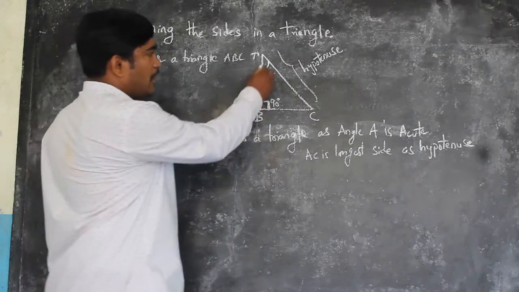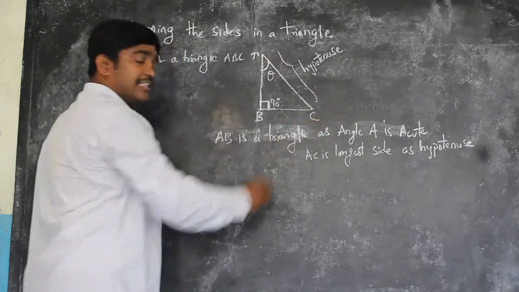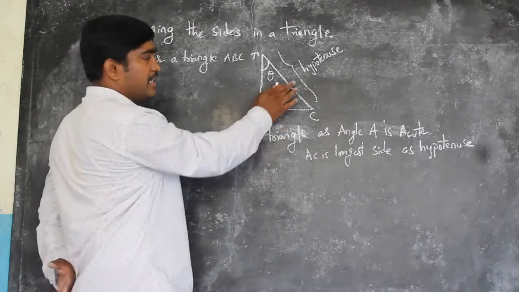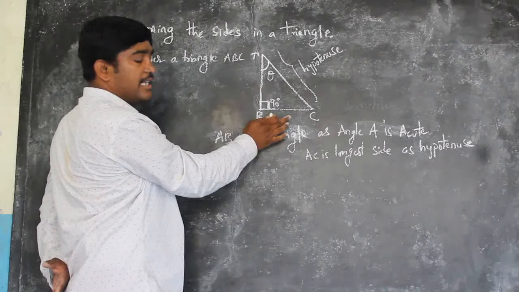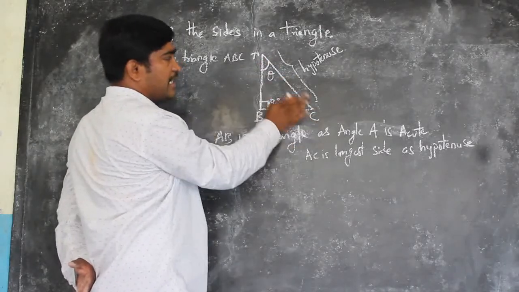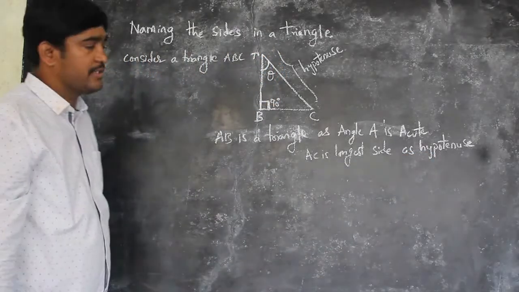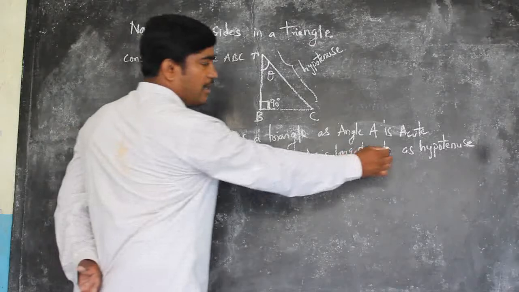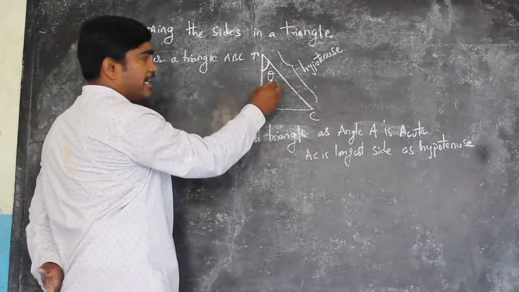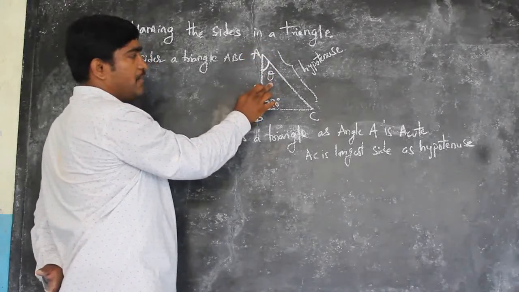If I observe this, AC is the longest side of these two sides. This side will be bigger than the other two sides. When such a case happens, we say the longest side is its hypotenuse, and AC is the hypotenuse of this triangle. Now, if I consider the angle at this A, what happens?